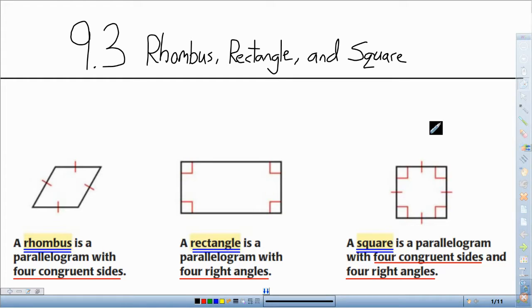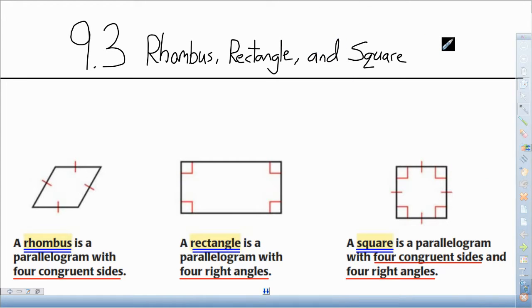Hey everybody. So we're getting into 9.3 today, looking at rhombuses, rectangles, and squares. Before I get into it, go ahead and get this title and this slide, really important stuff, and then we'll get into it.